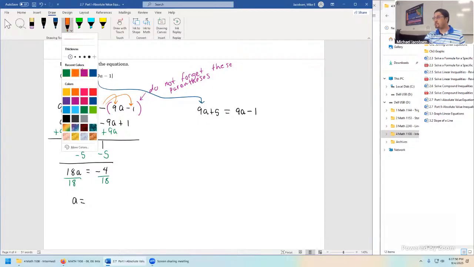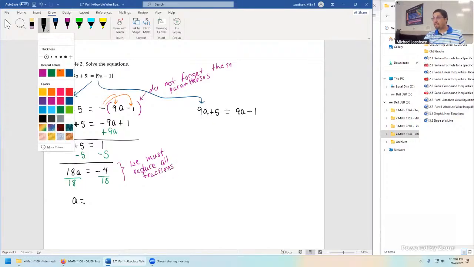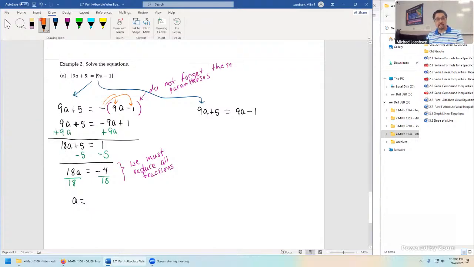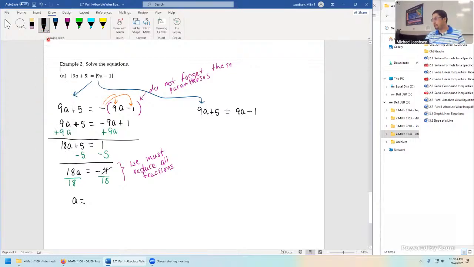But the reminder on this one is we must reduce all fractions. And we want the exact value in fraction form. That's typically what the Newton system is going to ask for. So let's just divide by 2 into the numerator, divide by 2 into the denominator. Don't forget the negative sign, that's an easy mistake to make. And we have left over -2/9. So that's part of the answer.